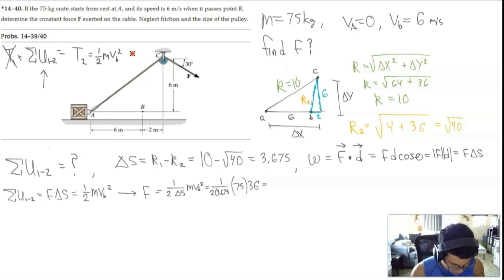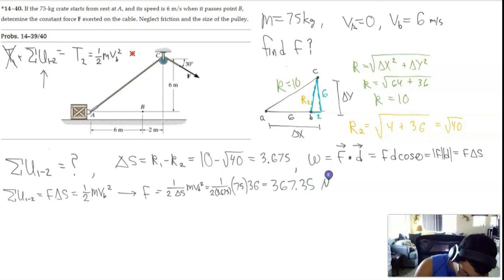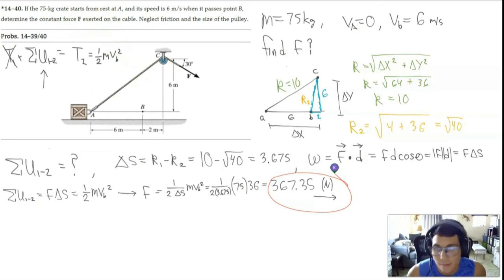Now we can put this in our calculator, so let's write this. It's 36 times 75, and all of that is divided by 2 times 3.675, which is 367.35. And what type of units is this? This is all in SI, newtons. Let me not write that, it looks like a vector norm. You use parentheses, newtons. And maybe we indicate that it's going this way. There we go. All done.